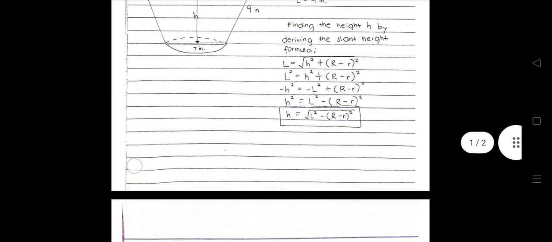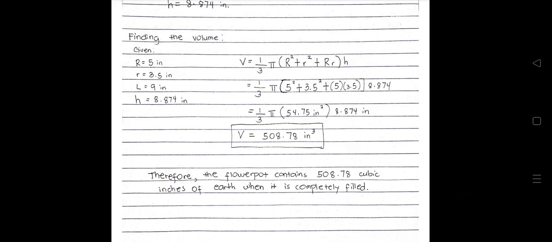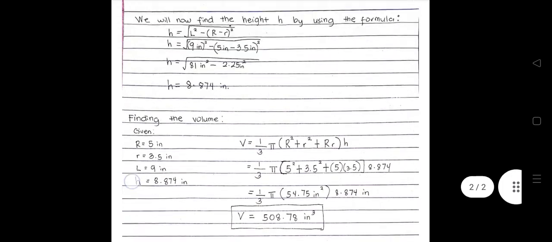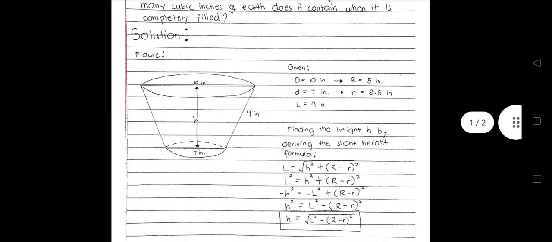So the formula we will use to get the volume is this: V equals 1/3 times pi times (R squared plus r squared plus R times r) times h. Remember that the big R is the radius of the big circle and the small r is the radius of the small circle. So before we solve for the volume, we need to find the height first. Okay? The height is not given.